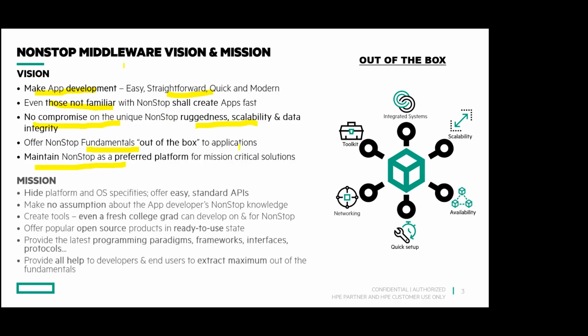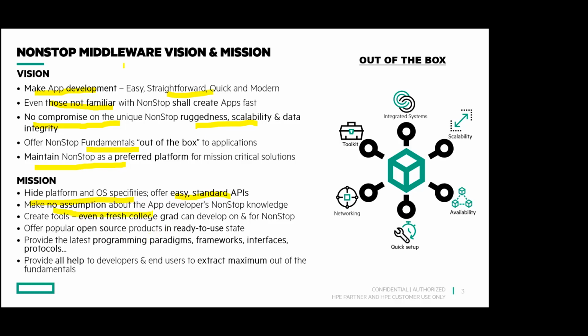So how do we achieve this vision? These are the steps listed under the mission that we are trying to do now. We are trying to hide the platform and OS specificities. Specificities is not an English word actually, but I'm taking the liberty to use it here. We all know that the OS and the lower layers of Nonstop are different from those on other platforms. So we want to hide them and offer easy and standard APIs so that application developers do not have any problem in understanding the specific things of Nonstop.